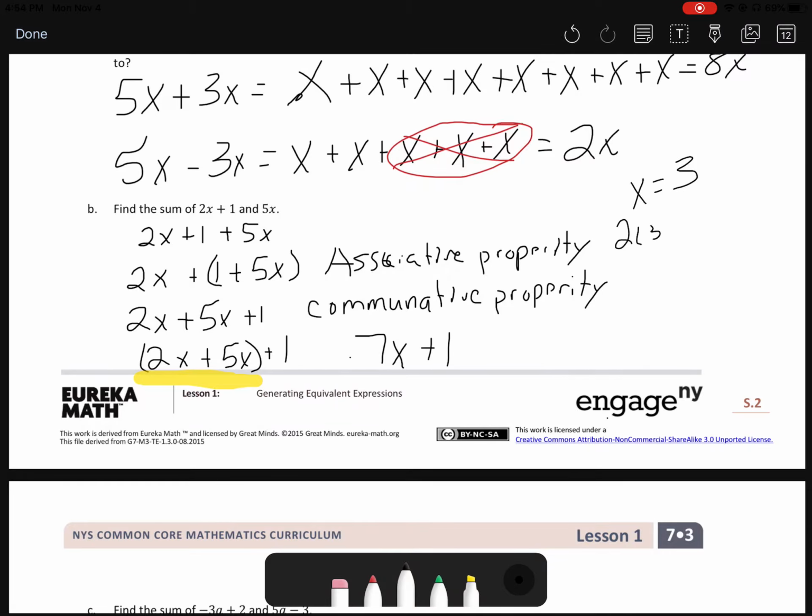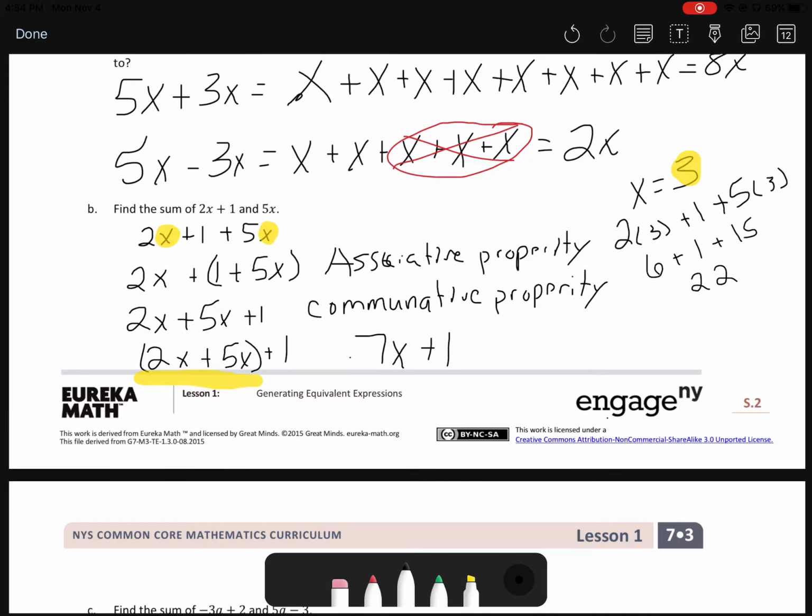2 times 3, plus 1, plus 5 times 3. So where there was an x here and here, I plugged in the 3. So that would equal 6 plus 1 plus 15, which would equal 7 plus 15, which would equal 22.